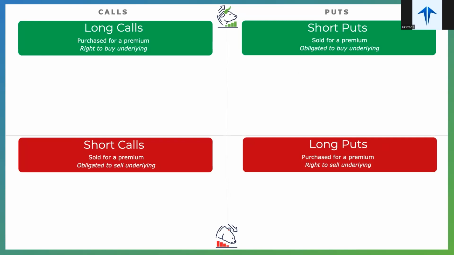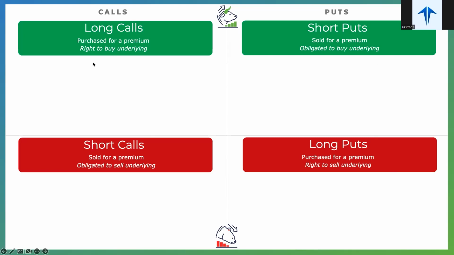So the way that this is set up, we have calls on the left and puts on the right. And we always start with long calls in this top quadrant. And then we put short calls below it, short puts in the upper right-hand quadrant, and then long puts below it. And then what you'll notice is whenever we buy an option, we have the right to execute upon those terms. Whenever we sell an option, you're obligated to take the other side.